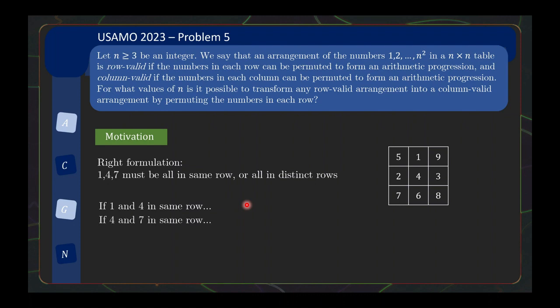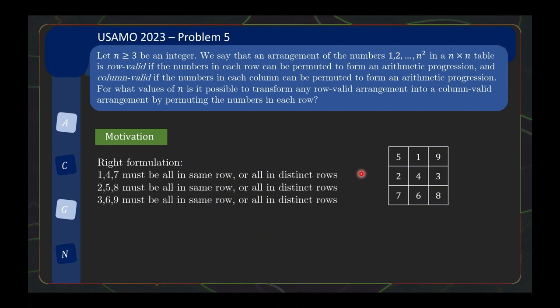Similarly, if 4 and 7 are in the same row, we cannot put a number in between because 3 cannot be broken down into 2 equal intervals. So your only possible AP if you have 4 and 7 in the same row is to have 147 in the same row. And again, if 1 and 7 are in the same row, the only possible way is to insert 4 in the middle and get 147 in the same row. So we have shown that in any row valid arrangement, either 147 is in the same row or they are all in distinct rows. Similarly, you can prove that 258 satisfies this property and 369 follows this property as well.